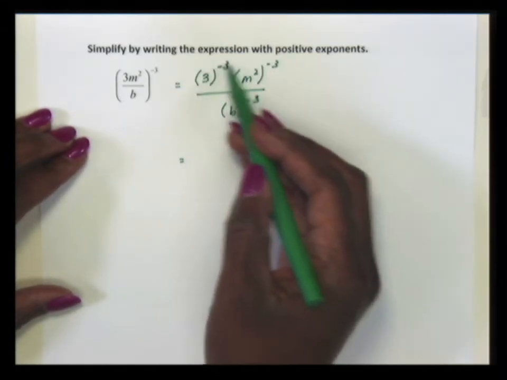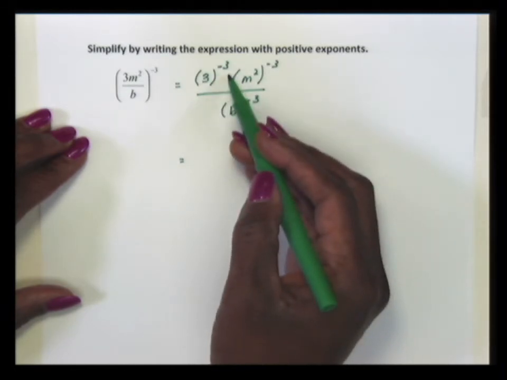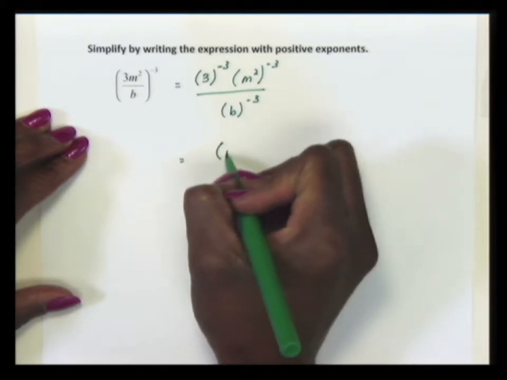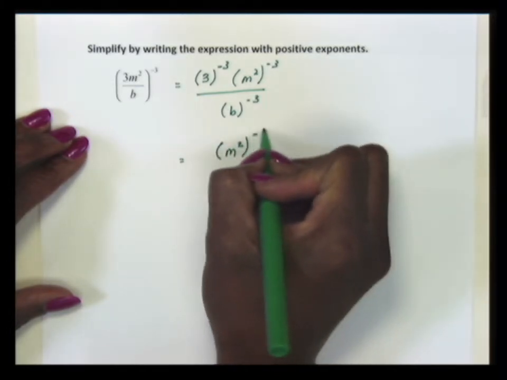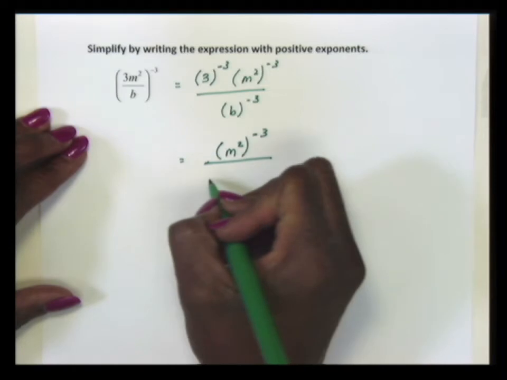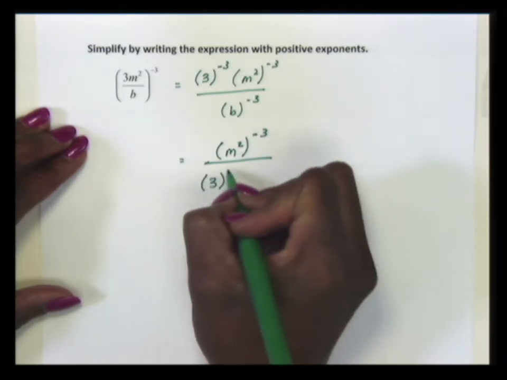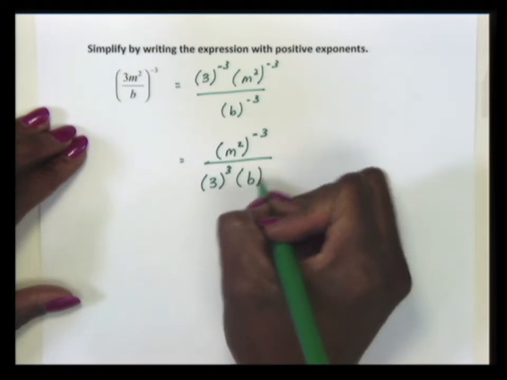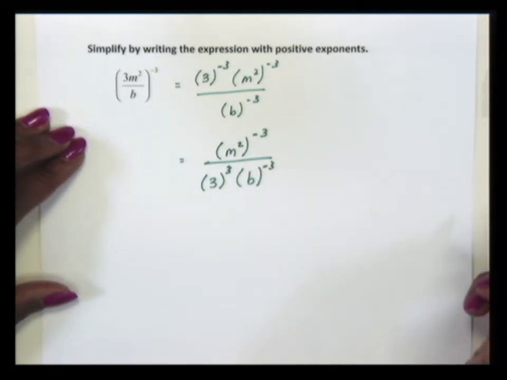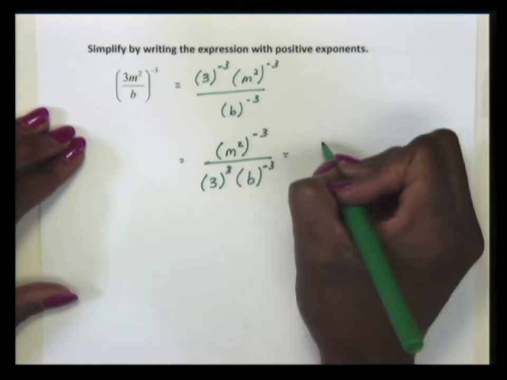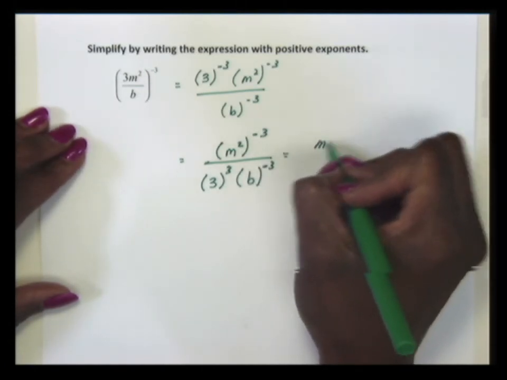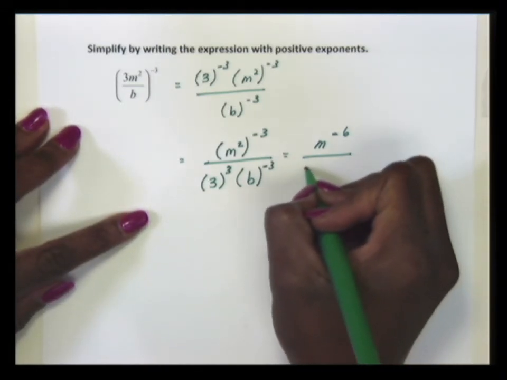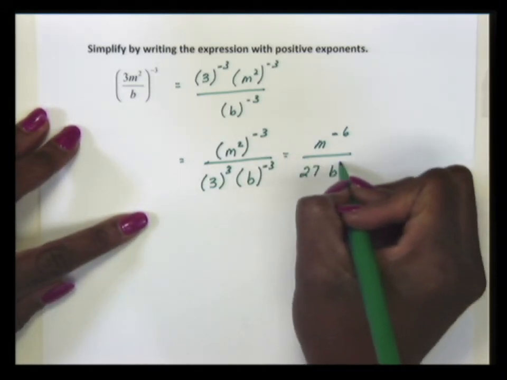The first number that we will want to invert is the 3 to the negative third power, and I'll show you why. I have m squared to the negative third over, I'm going to put the 3 now to the positive third power and multiply by b to the negative third. So on my numerator, I have m to the negative 6th over 3 to the third power is 27, and I have b to the negative third.